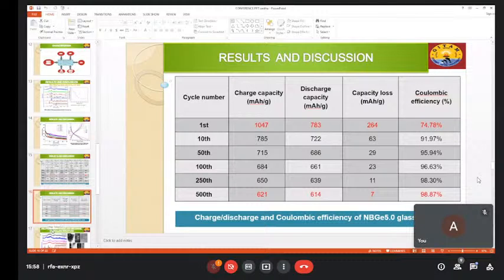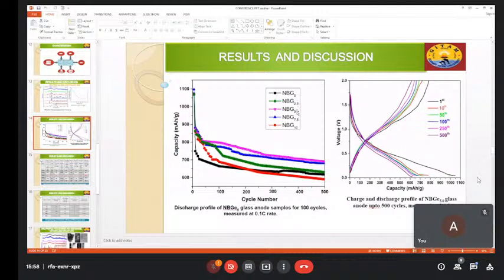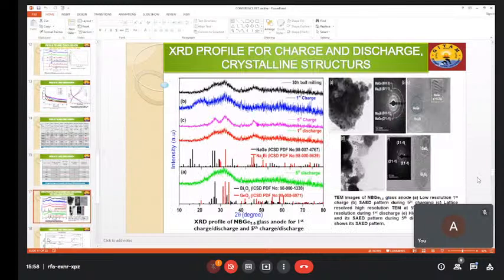Here I noticed that the fifth sample has the high capacity and the high Coulombic efficiency. That's why I went for the XRD profile at 30 hours milling time, for different charge discharge cycles. Here, the first charge, first discharge, fifth charge and fifth discharge. I noticed some peak values.